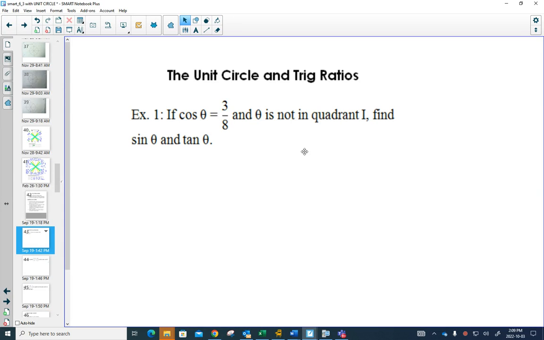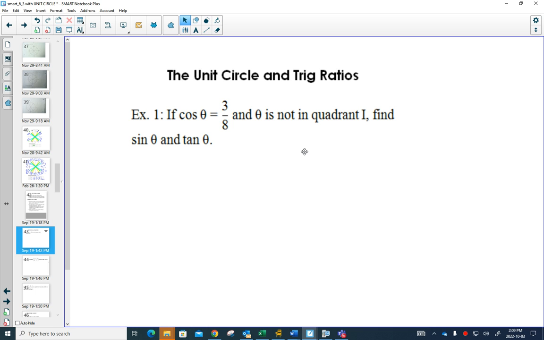So if cos of theta is 3/8 and theta is not in quadrant 1, find sine theta and tan theta. Now, this may seem surprising, but one of the key strategies in the trigonometry unit is drawing a triangle. So in a question like this, you know SOHCAHTOA, so you know how to draw triangles. You know that cosine is the adjacent side over hypotenuse in a triangle.